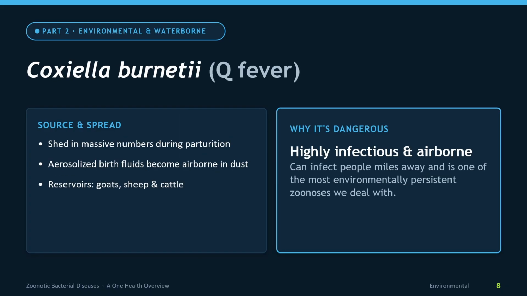Coxiella burnetii is shed in massive numbers during parturition. It becomes airborne in dust and can infect people miles away. This is one of the most environmentally persistent zoonoses we deal with.